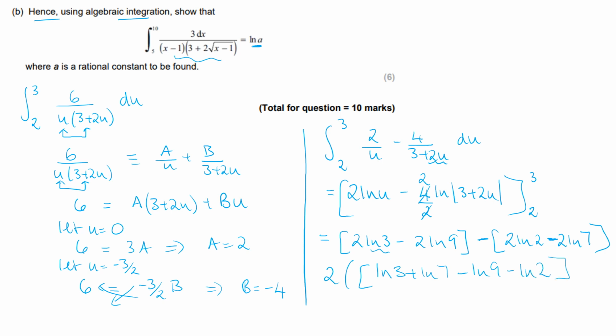Using my log laws, it's going to be 2 ln of 3 times 7, 21, divided by 9 times 2, 18, which is 2 ln of, cancelling down by 3, 7 over 6. Now you could leave it like that, but they want nothing on the front, they want that 2 to go up. So using your log laws, this is going to be the ln of 49 over 36.